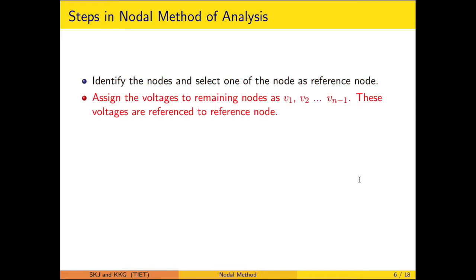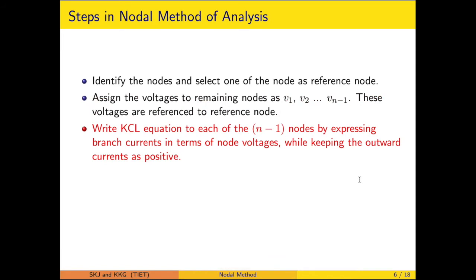Assign the voltages to the remaining nodes as V1, V2 up to V n minus 1. These voltages are referred with respect to the reference node. Now we have to write the KCL equation for each of these n minus 1 nodes while considering the branch currents in terms of the node voltages. So please remember that we are now expressing the branch currents in terms of the node voltages.